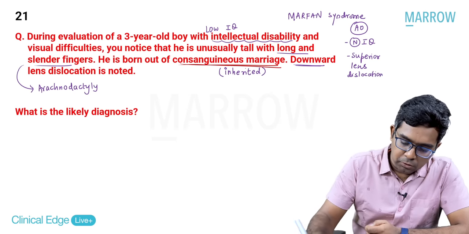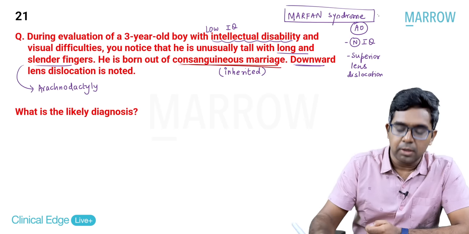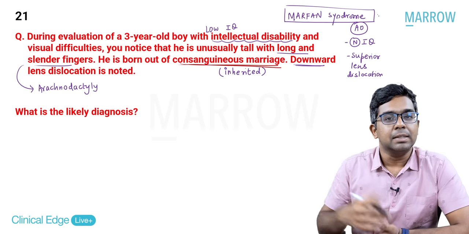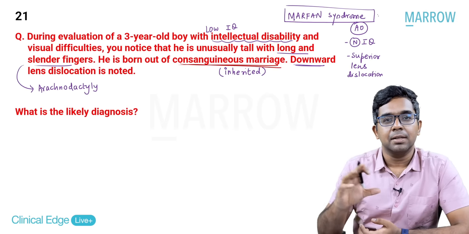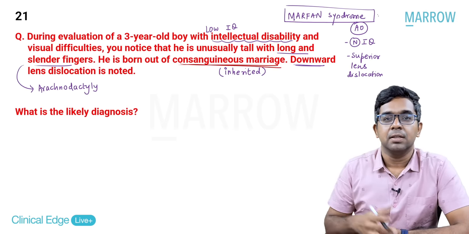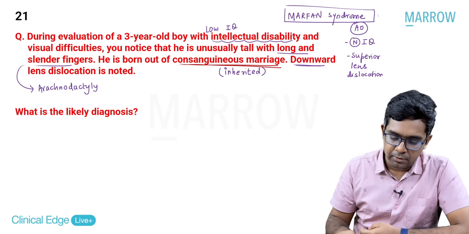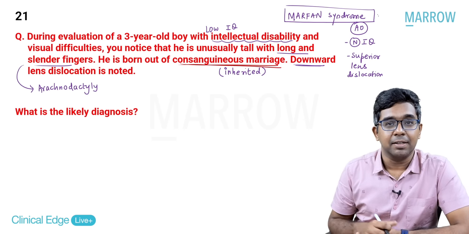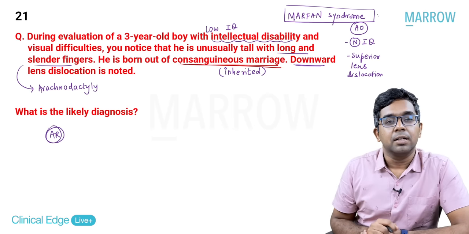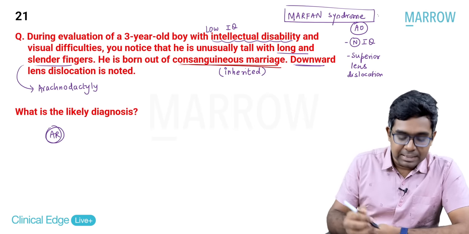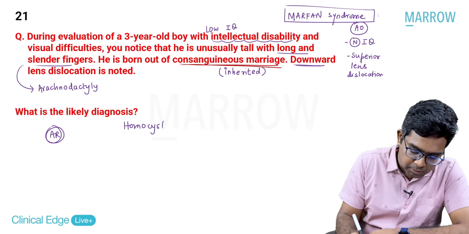So I have told you points saying that it is not Marfan syndrome. So what is the other condition in children which looks like Marfan syndrome but has a certain different set of features, and is the answer for this particular question? Any guesses on what is a likely diagnosis? That is also an inherited condition, but here it is autosomal recessive inheritance. Any condition comes to your mind now? Yes, it is homocystinuria.